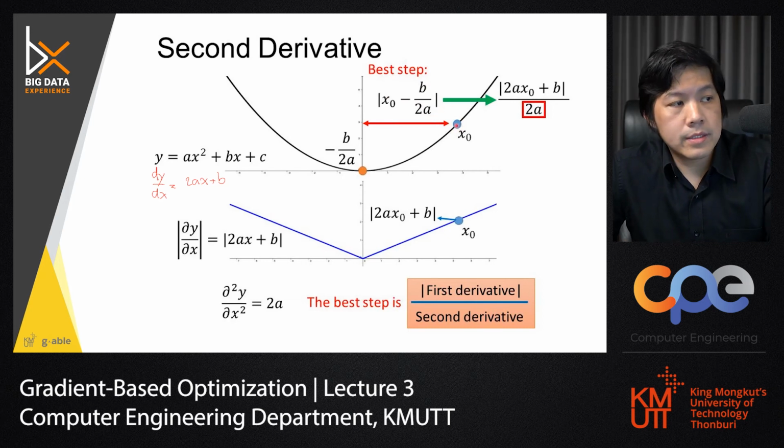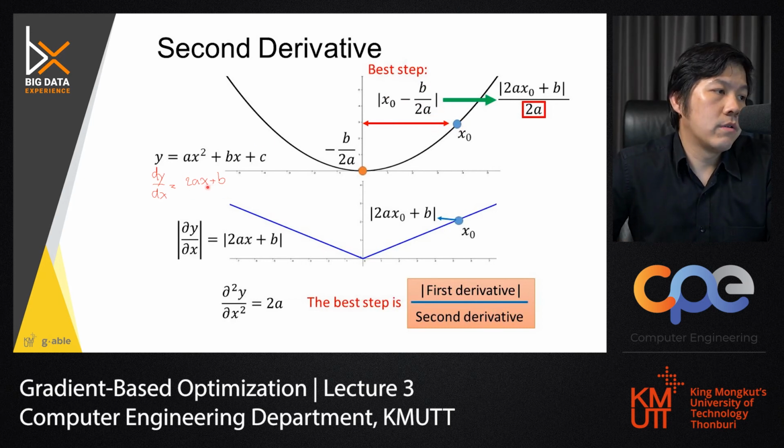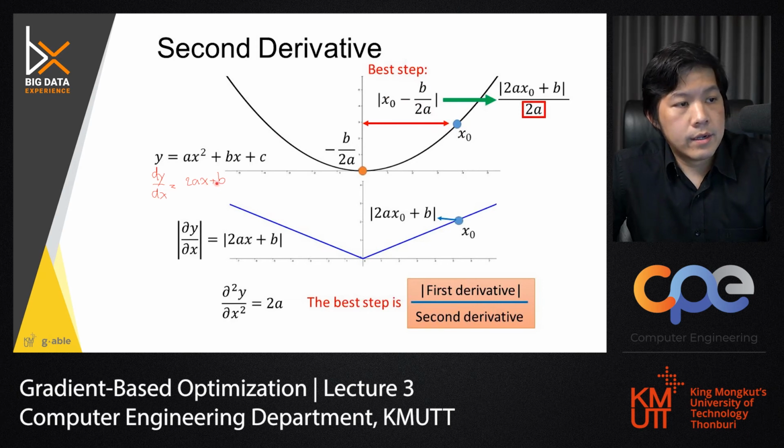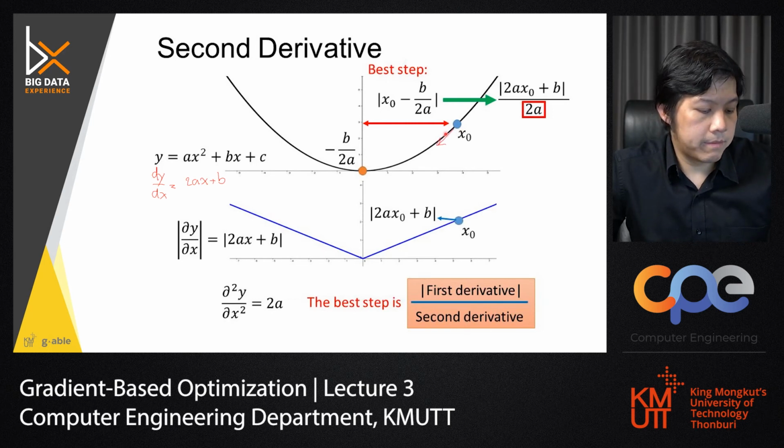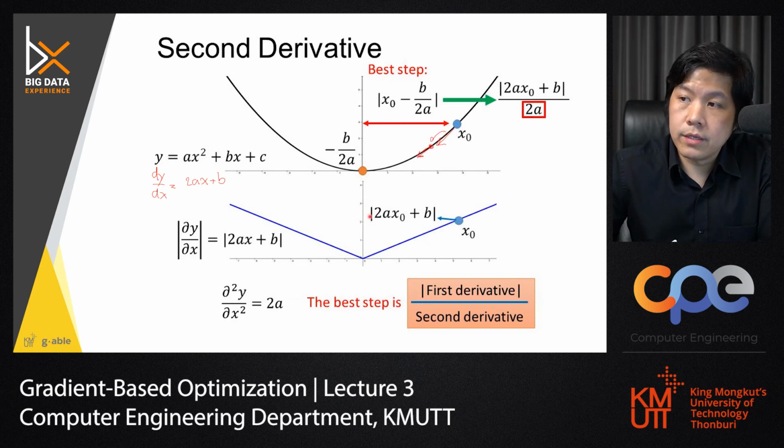So what does it mean? It means that suppose we have x0 put in here, and you can see that we have to move in this direction, step by step. We know that the value at this point is 2ax0 plus b. Then if we perform the second derivative of the equation, the second derivative of this function will yield 2a.